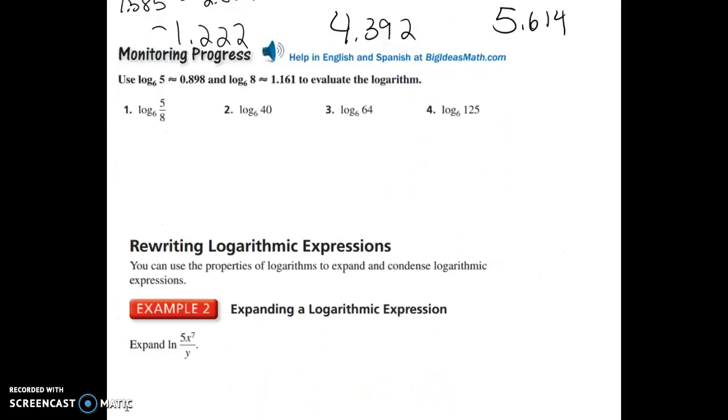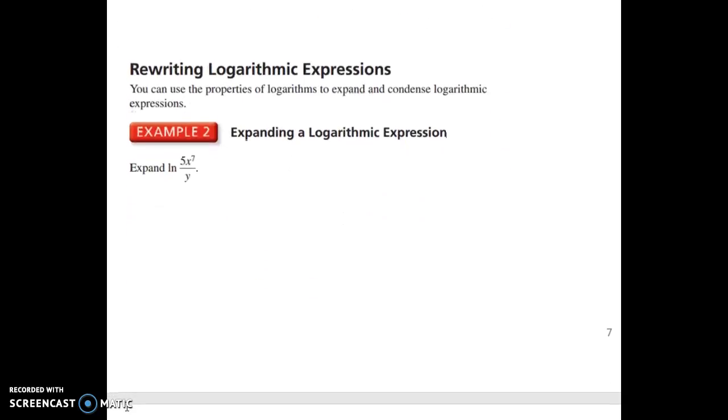We'll save the monitoring progress for class. Let's move to example 2. For example 2, we're now dealing with variables also. I see 5 is being multiplied to x, and x has a power of 7, and we have division of y. So we have all three of these things happening.